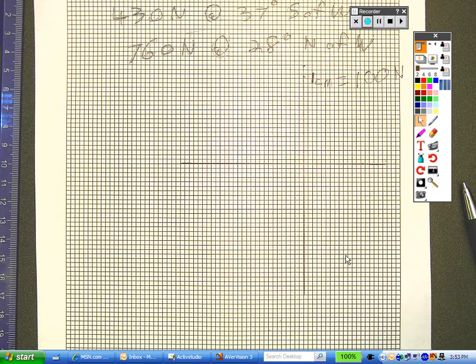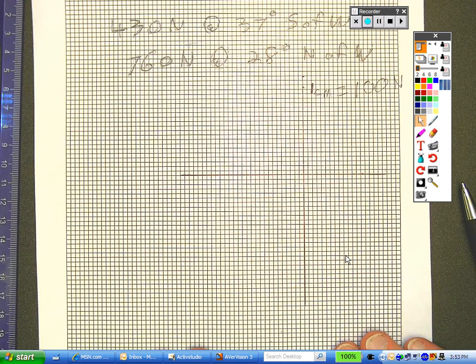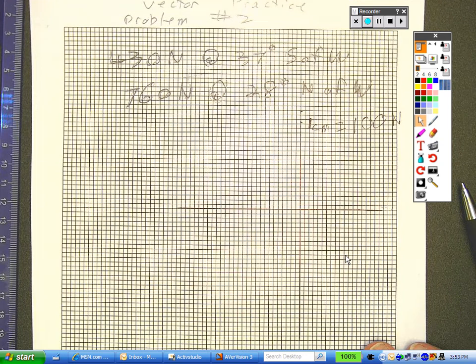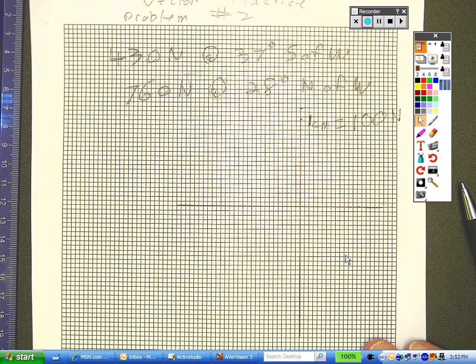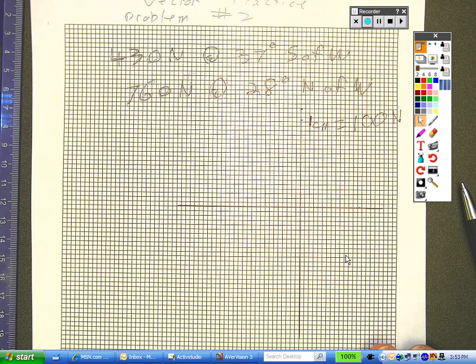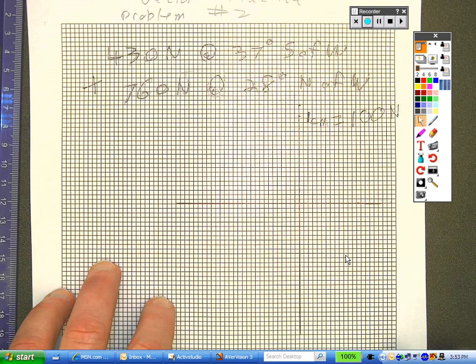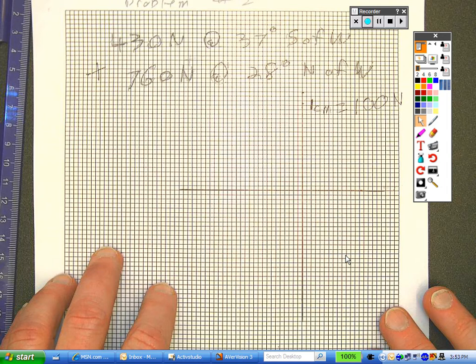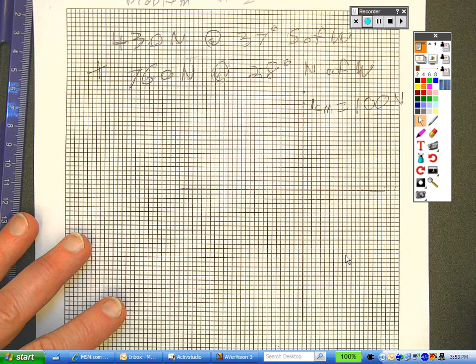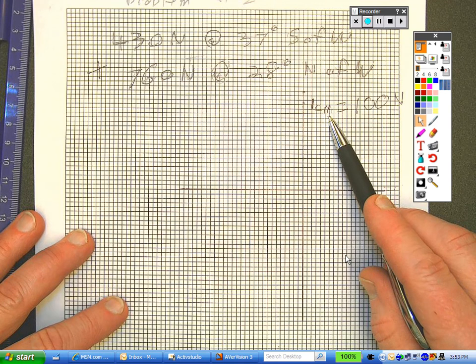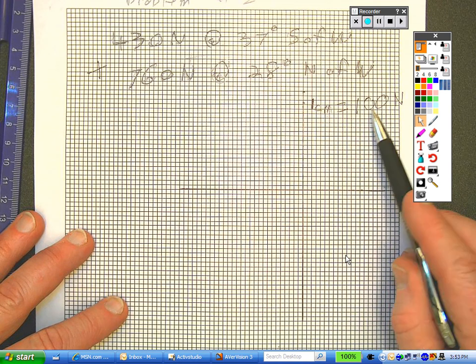So I've written out that we are doing problem number 2. It is the addition of two vectors: 430 newtons at 37 degrees south of west, and we're adding that to 760 newtons at 28 degrees north of west. I like to make a scale for every problem I do. The scale should be 1 centimeter equals something. In this case, 1 centimeter equals 100 newtons is very reasonable.